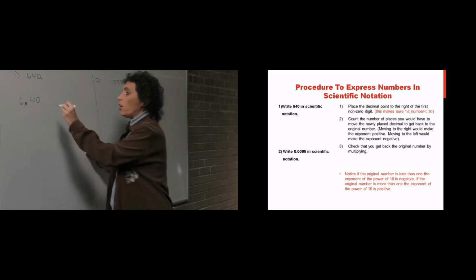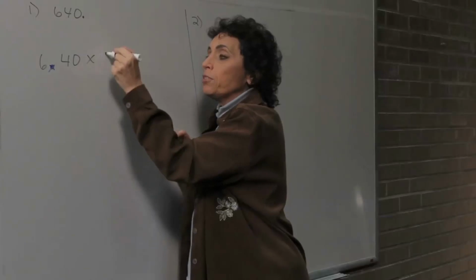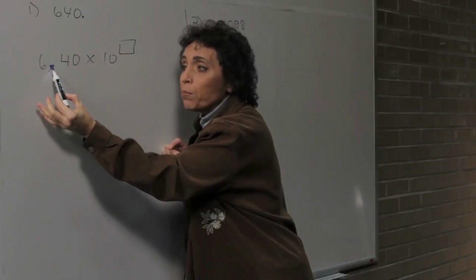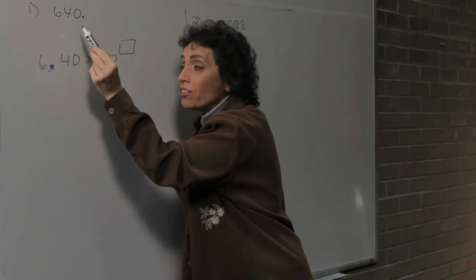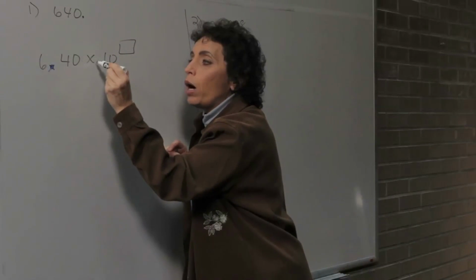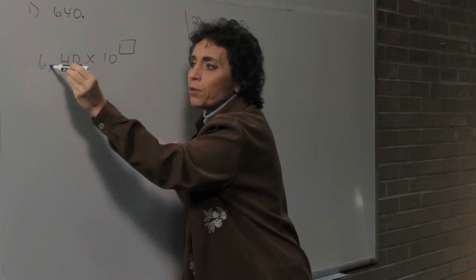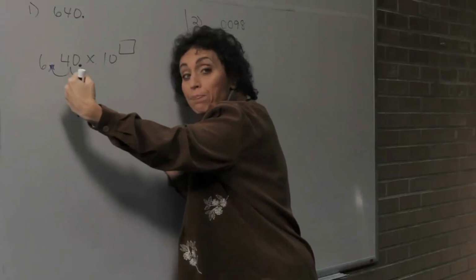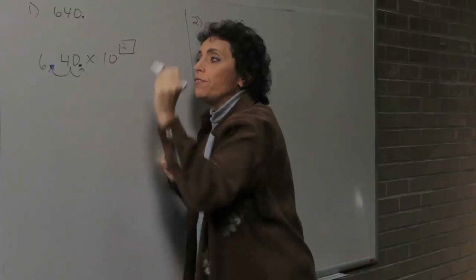Self, how many times do I have to move my decimal, because remember now it's times 10 to some power. Here's how you get the power. How many times do I have to move this where I want it back to where it was, back to the original? So here's where it was. It was right there. I have to move it 2 places to the right to get it back where it was. That makes it a positive 2.